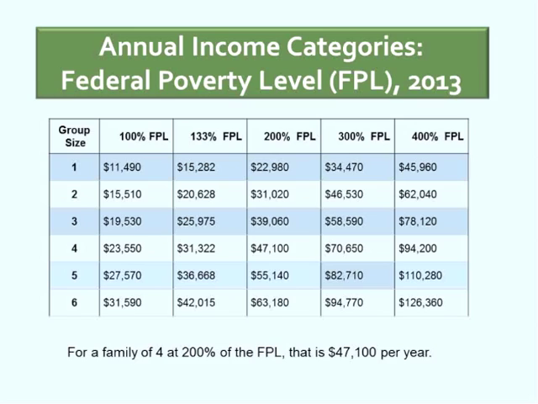So if you were a family of 1 and you made $11,490 a year, you would be at the federal poverty guideline. And then everything goes up from there. If you make twice that much as a single person, then you're 200% of the federal poverty guideline, or $22,980. But if you were a family of 4 at the federal poverty guideline, it would be $23,550. And if you made 3 times the federal poverty guideline, that would be 300%, and that would be $70,650. So that's kind of how it all goes.